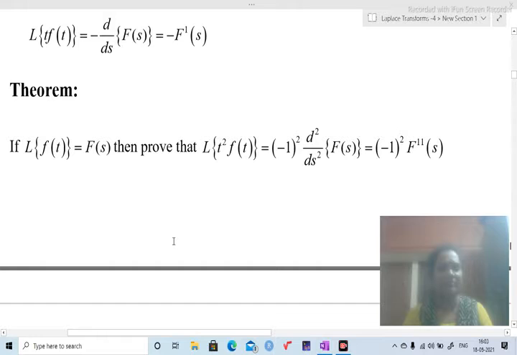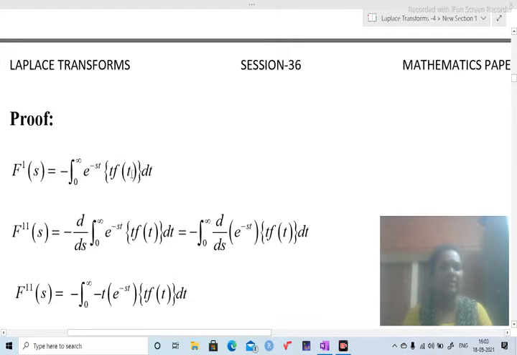Second one, if L of f of t equals f of s, then prove that L of t square f of t equals minus 1 whole square d square by ds square of f of s. D square by ds square of f of s means f double dash of s. So here also we are going to use the value of f dash of s. The value of f dash of s is minus integration 0 to infinity e power minus st t f of t dt. You can observe this in the previous theorem.